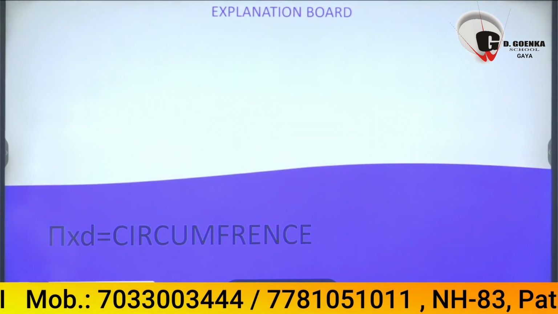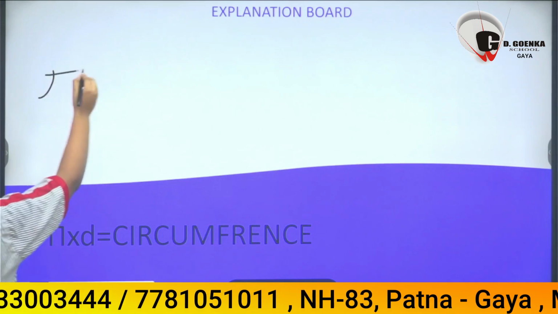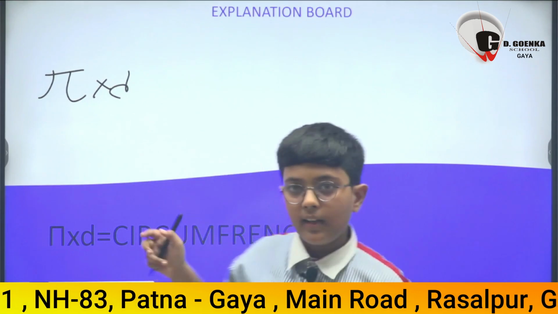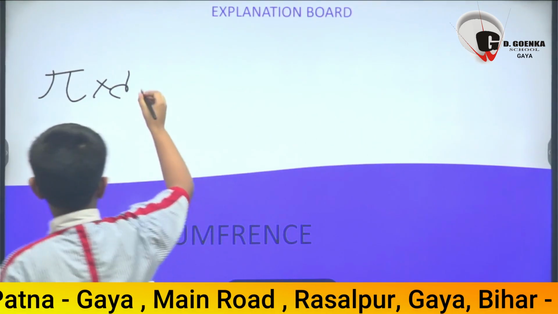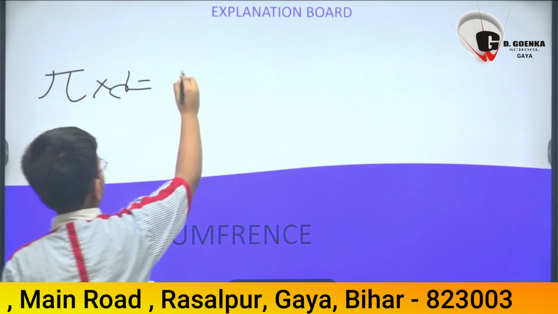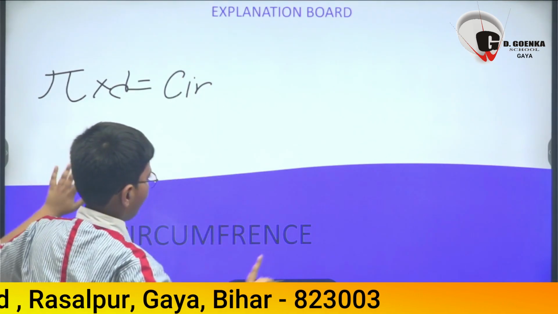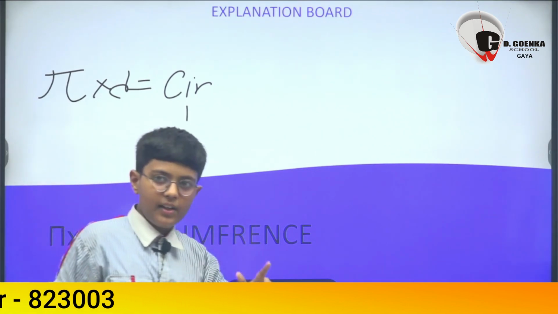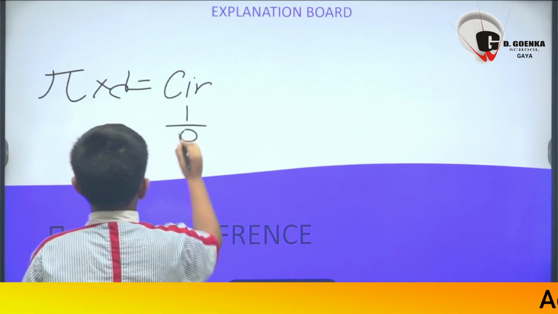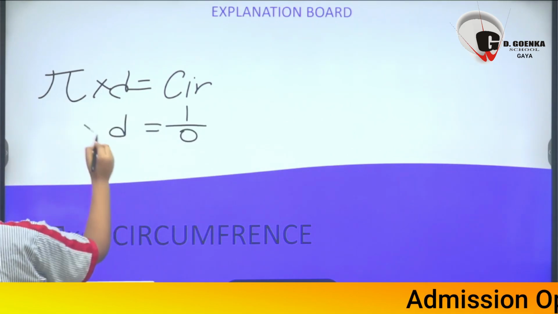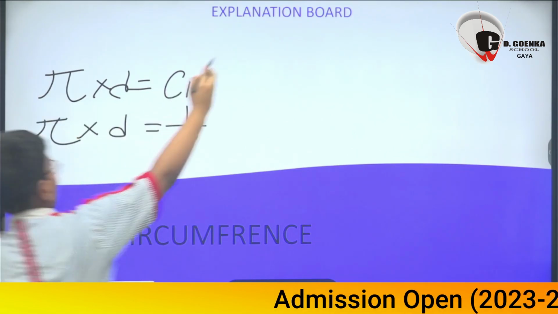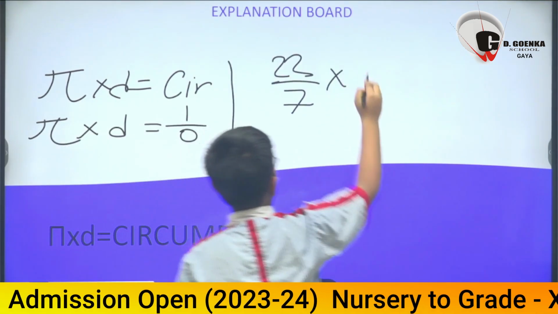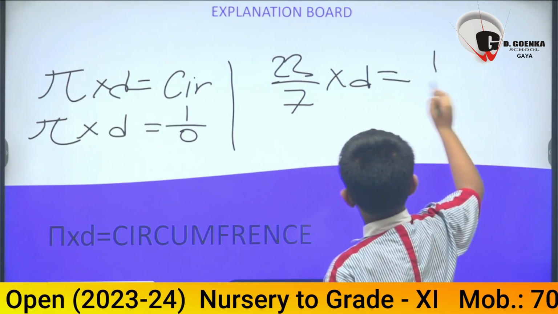So what is pi? Basically pi into d. If we imagine 1/0 as infinity, now I have proved that it is infinity. Now pi into d is equal to circumference. If the circumference is equal to infinity and we are imagining infinity as 1/0, then 1/0 is equal to d into pi, which can be said as 22 by 7 into d is equal to 1 by 0.